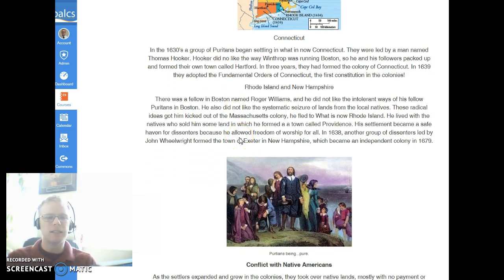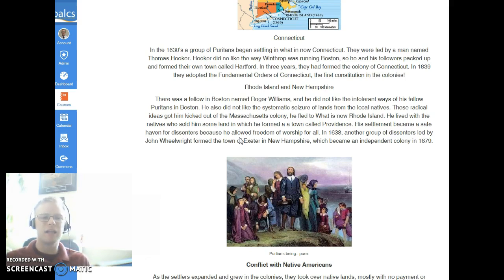Alright, so there was a fellow in Boston named Roger Williams. He did not like the intolerant ways of his fellow Puritans in the city of Boston. He also did not like the systematic, basically taking of land from the Native Americans. So these ideas that he had about religious tolerance and not taking advantage of the natives pretty much got him kicked out of the Massachusetts colony. So he fled to what is now Rhode Island. He lived with the natives, and the natives sold him some land, which he used to found the town of Providence, and his settlement became a safe haven for dissenters because he allowed religious toleration. So people of other religions that weren't allowed anywhere else would go there, like the Jews.